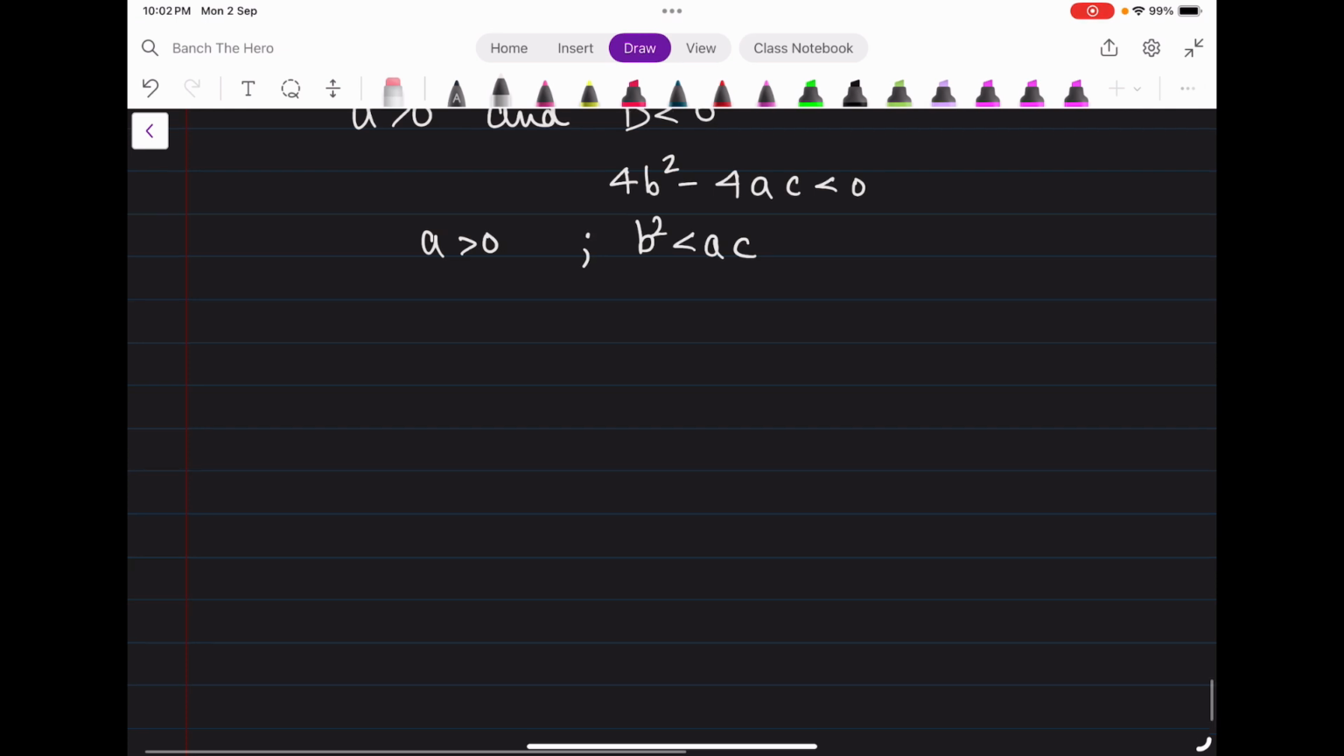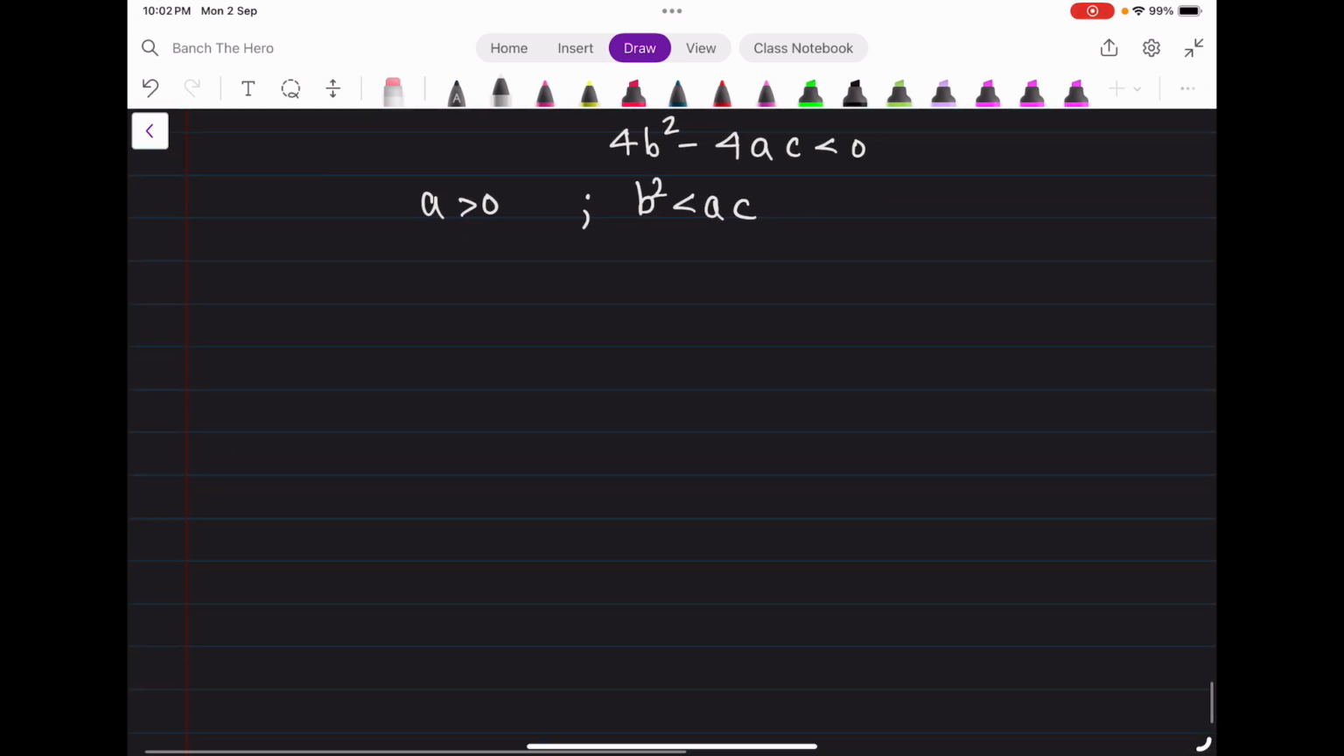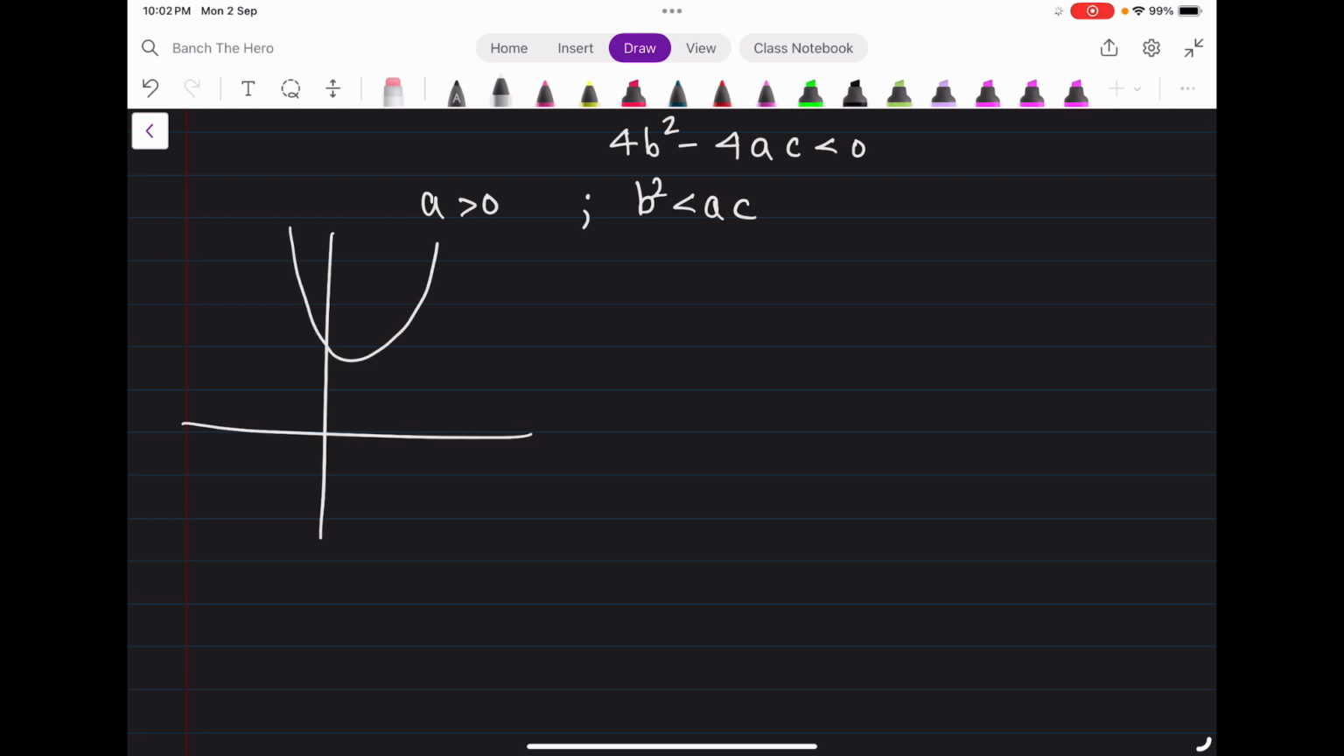And now what is given? Discriminant less than 0 and a positive. So if we try to understand the nature of the graph, it should not intersect the x-axis. A is positive, so the shape should be like this. It could be anywhere, this side or this side. But one thing is sure, that c has to be positive, because wherever the graph intersects the y-axis, that is nothing but the point c. So wherever the quadratic is, c is always positive, right?